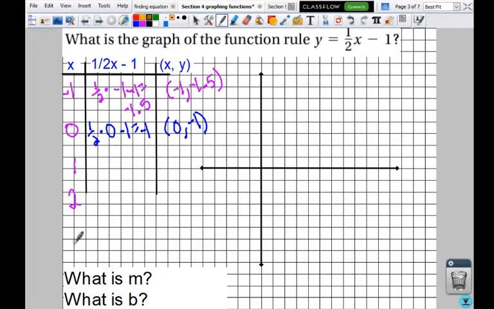Next, I'm going to plug in 1. So 1/2 times 1 minus 1 is what I'm going to plug into Desmos. Go back into Desmos, change it around. As you guys do these, you'll get pretty good at them, because it's basically the same process every time, you're just changing a single number.